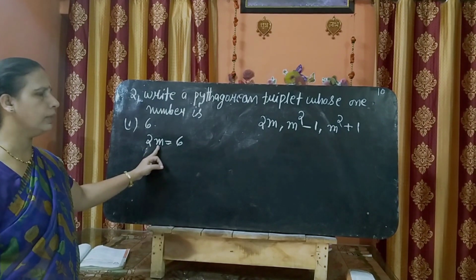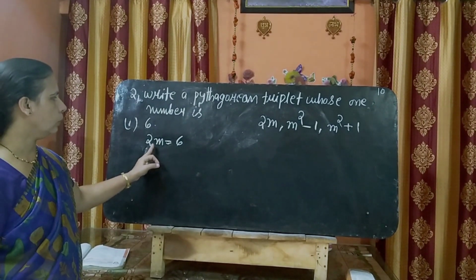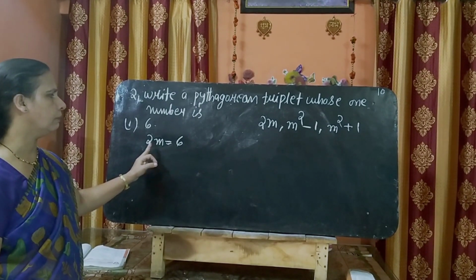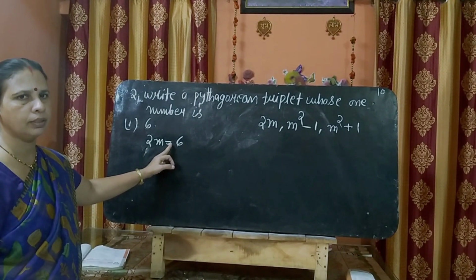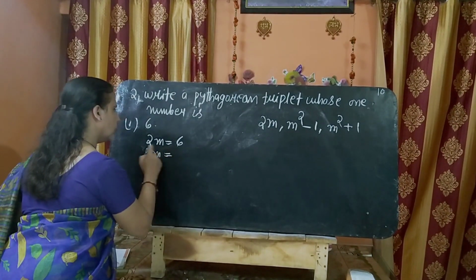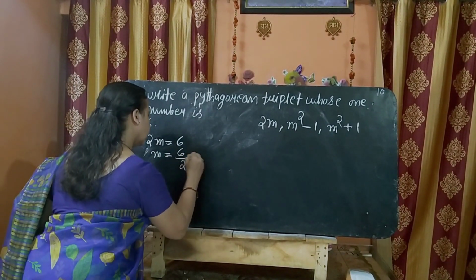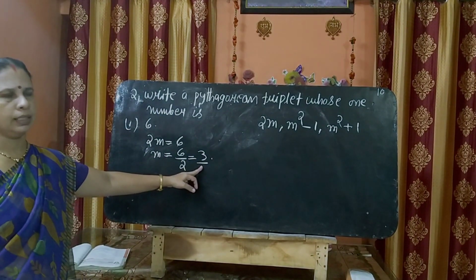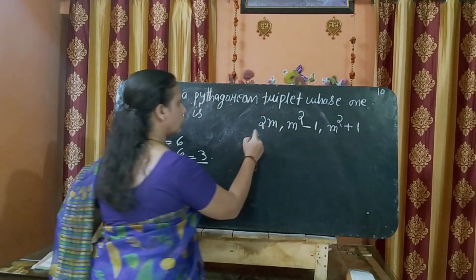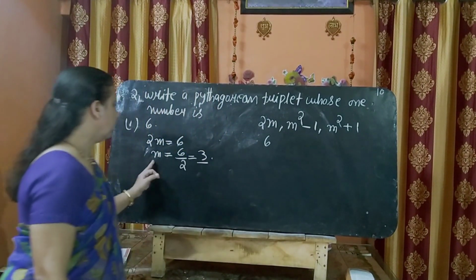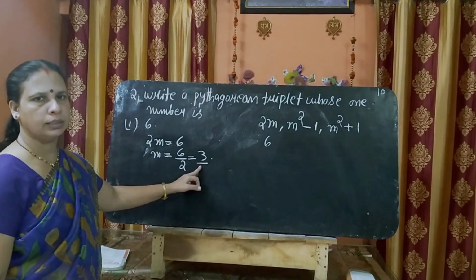Here 2m means 2 into m. 2 into m is equal to 6. Here on the left side it is multiplication, so on the right side we have to take it as division. That is m is equal to 6 by 2, that is equal to 3. Value of m equals 3. Here 2m we have taken as 6, and the value of m we got is 3.